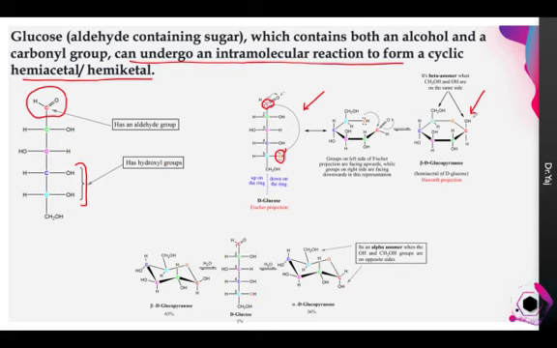Based on the position of the hydroxyl group, the hemiacetal or the cyclic structure of glucose can have two conformations. One is called the beta anomer, when the CH2OH and the hydroxyl are on the same side.